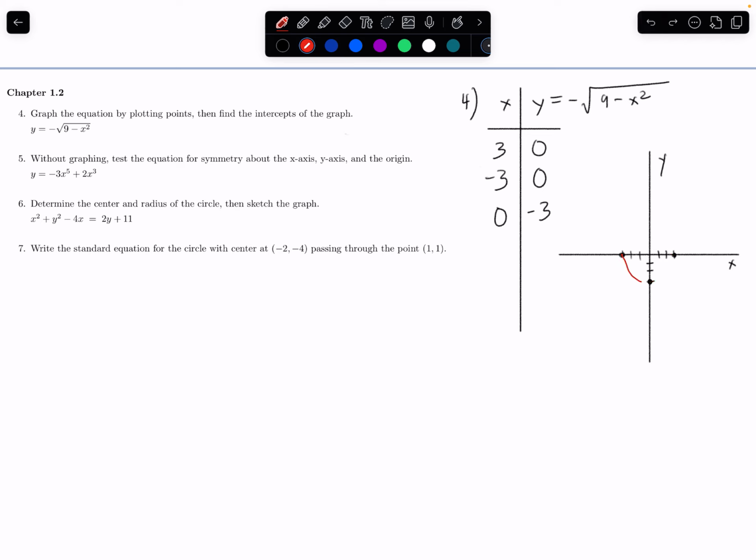If I can draw a semicircle, I can't really. I wonder if I have better luck with pencil. I feel like that looks slightly better. I don't know. Anyways, that's the graph.